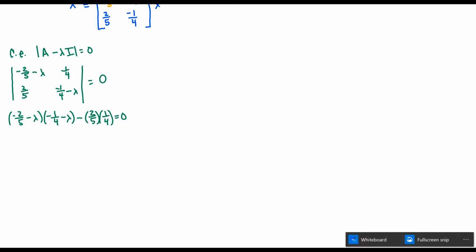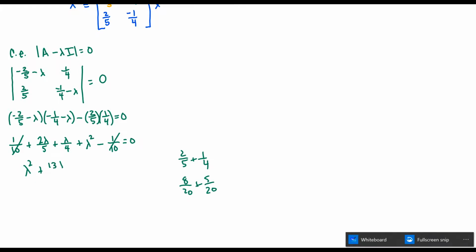Let's see, that would be positive 1 over 10. Outside terms plus 2 lambda over 5. Inside terms plus lambda over 4. Last, lambda squared. And then we have another minus 1/10. So it looks like our 1/10ths cancel. Let's combine like terms, starting with lambda squared. 2/5 plus 1/4. Y'all can probably do that in your head, but I got to work it out here. Looks like 13 lambda over 20. So this will be a pretty easy characteristic equation to solve.